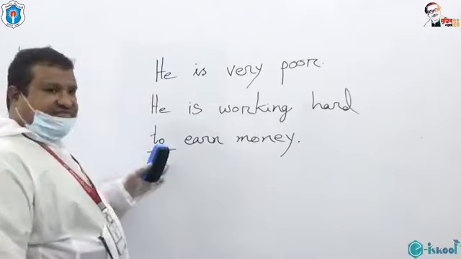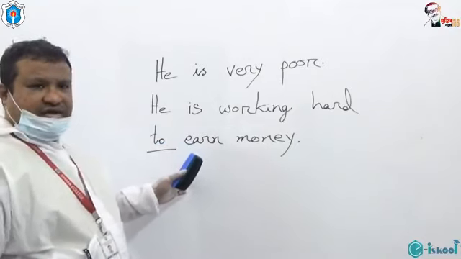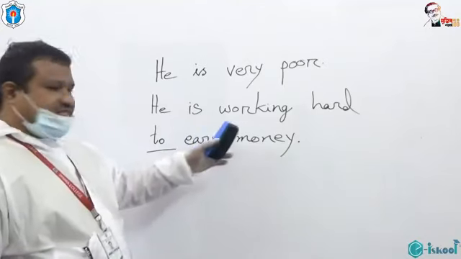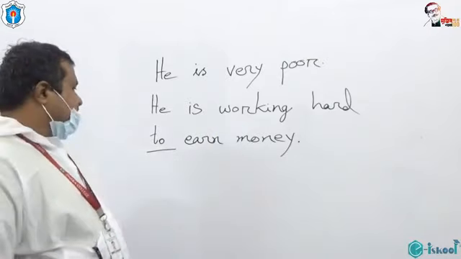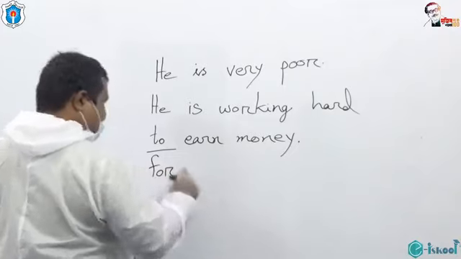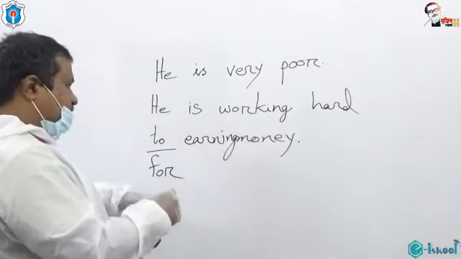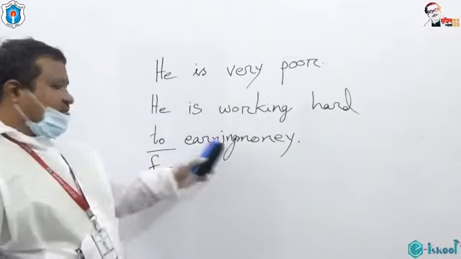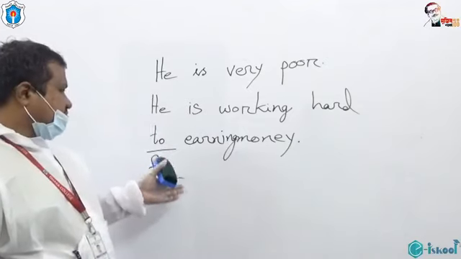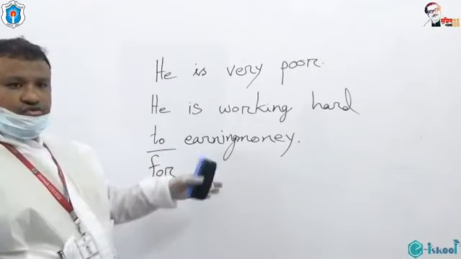That is, after to, we know that except some exceptional cases, we use the main verb plus object, but if we use any other preposition here, that is for, then we will use the gerund. He is working hard for earning money. While we are saying that, he is working hard to earn money.